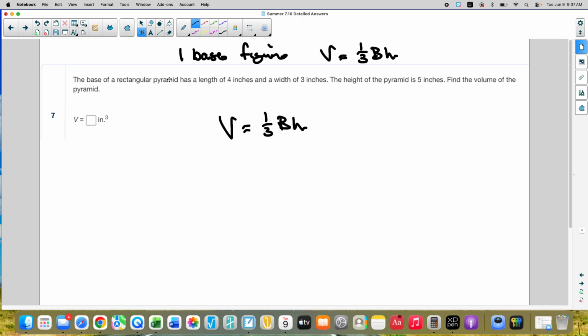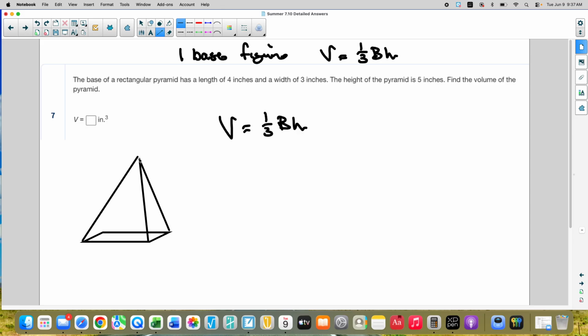And the base of a rectangular pyramid has a length of 4 inches and a width of 3 inches. Okay, so we've got a rectangle. Let's draw that rectangle. Kind of looks like that. As you see, Mr. Mac likes to draw. So we get these up in front that we can see, and then that one in the back we cannot see. So that's our rectangular pyramid.